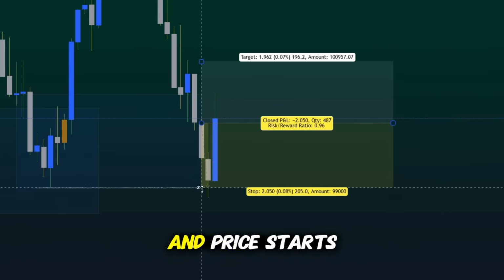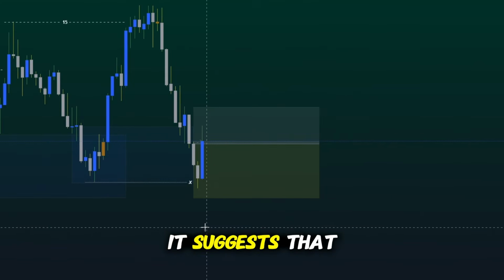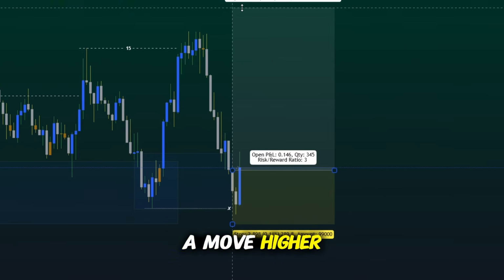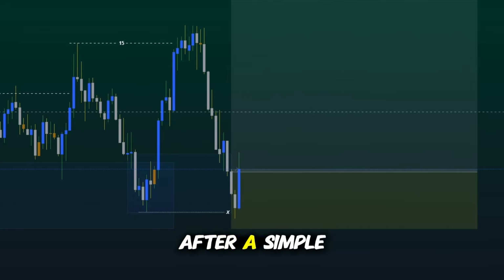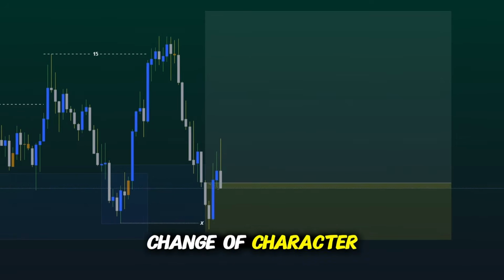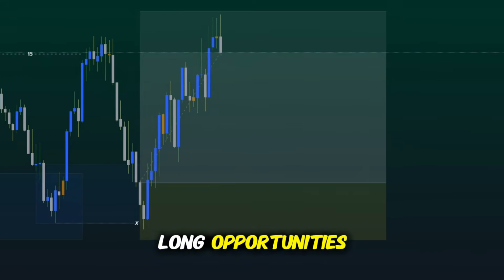Once stops are cleared and price starts to show strong reaction or displacement back above the zone, it suggests that smart money is absorbing sell pressure and preparing for a move higher. This is why we don't sell after a simple low sweep. Instead, we wait for confirmation such as a change of character or strong bullish candle close before looking for long opportunities.